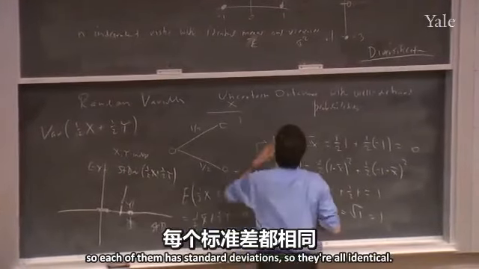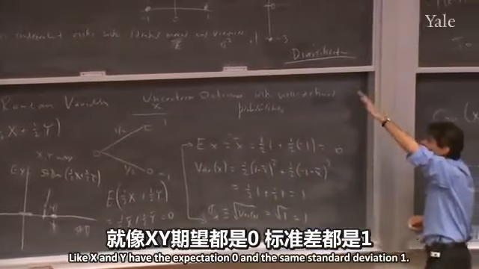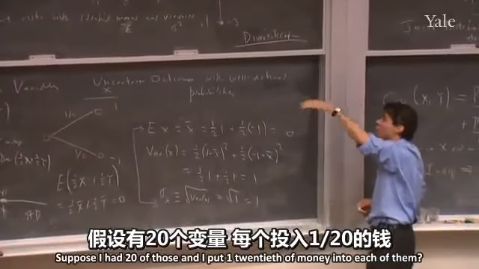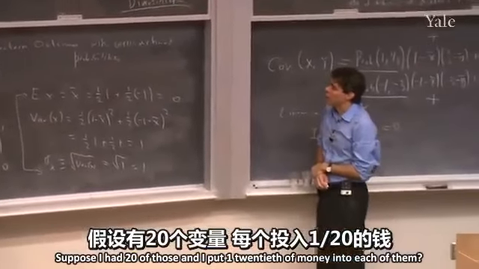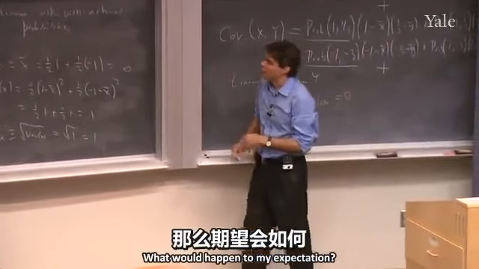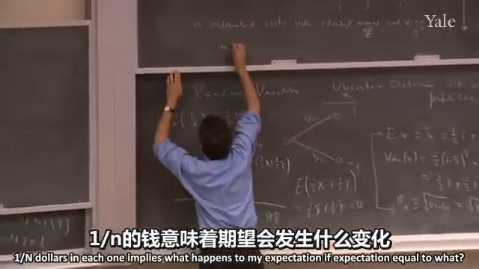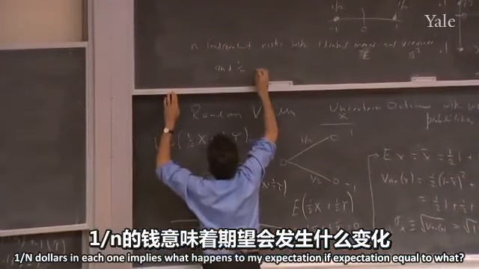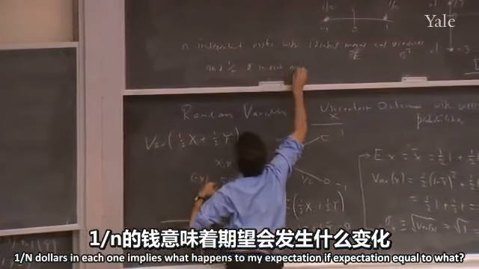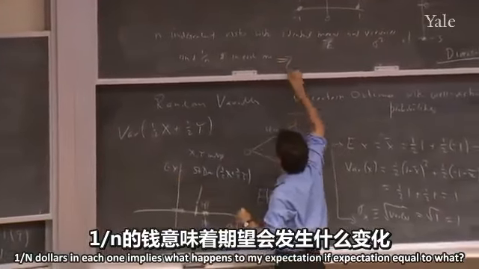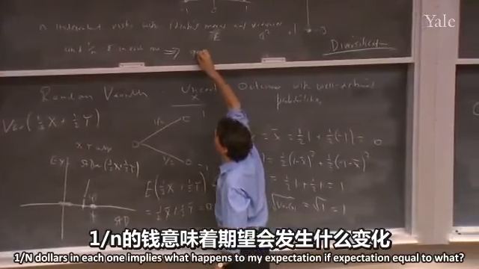Okay, so each of them has standard deviations. So they're all identical, like x and y have the same expectation 0 and the same standard deviation 1. Suppose I had 20 of those and I put 1/20th of my money into each of them. What would happen to my expectation? 1 over n dollars in each one implies what happens to my expectation? If expectation equal to what?